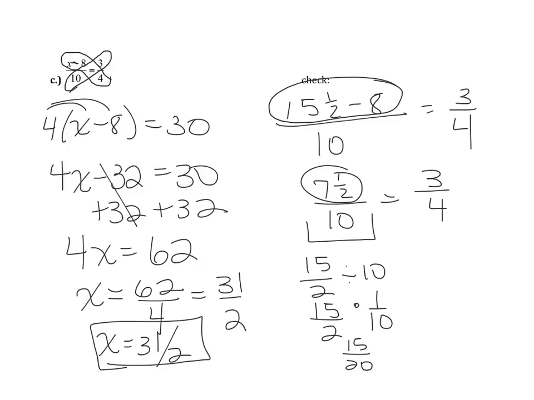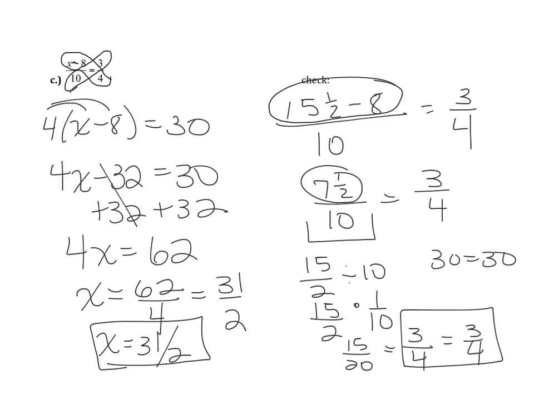15/20. And does 15/20 reduce to 3/4? It does. If I divide the top and the bottom by 5, 15 divided by 5 is 3, and 20 divided by 5 is 4. So you do get 3/4 equals 3/4. Cross multiplying sometimes turns out to be a little bit easier. So the other check you could have had, again, you could have 30 equals 30.